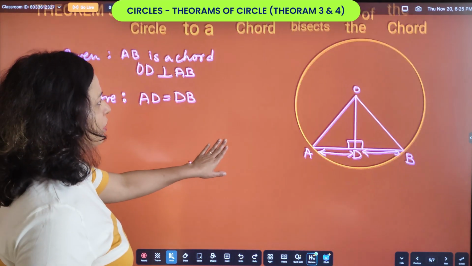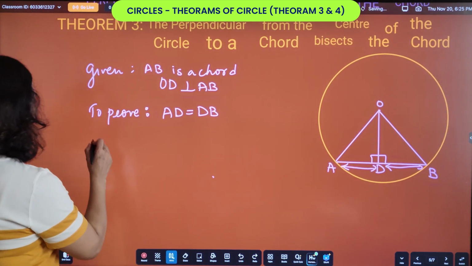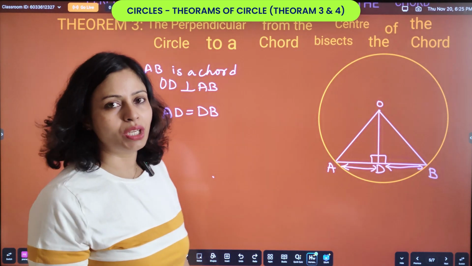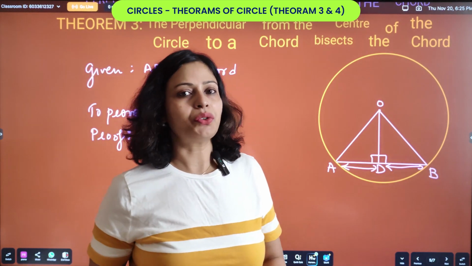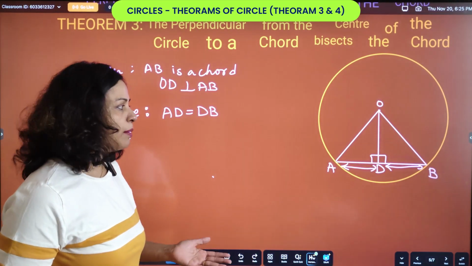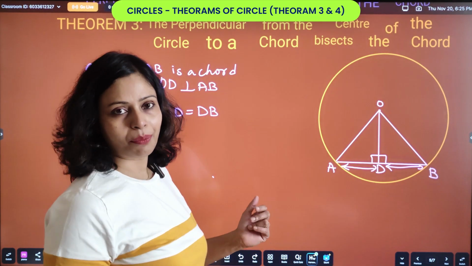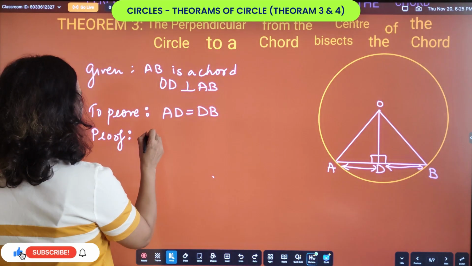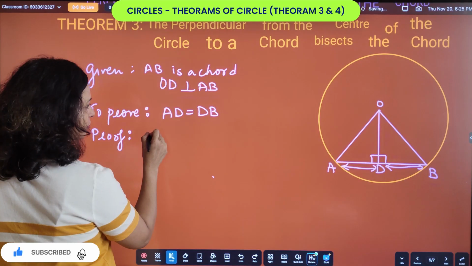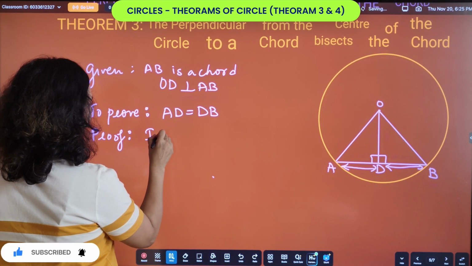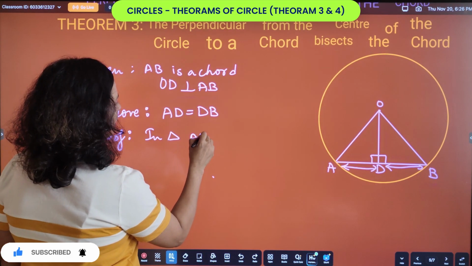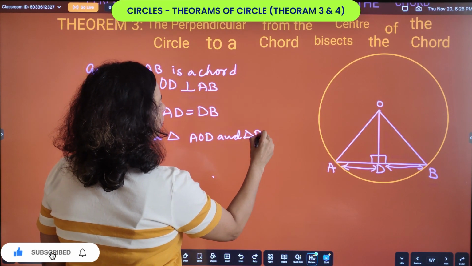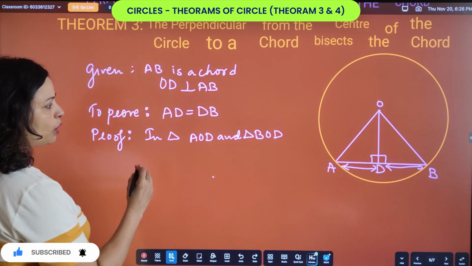Here again we will go with congruency. See children, that's why you need to understand the triangles chapter and congruency rules very well. Even that is applied here in the circles chapter also. So how do we prove it now? Here I take two triangles, triangle AOD and triangle BOD.